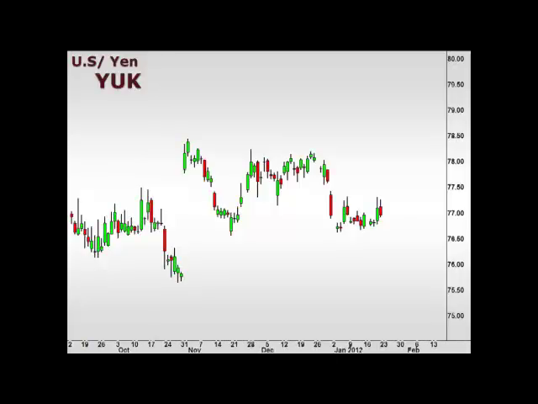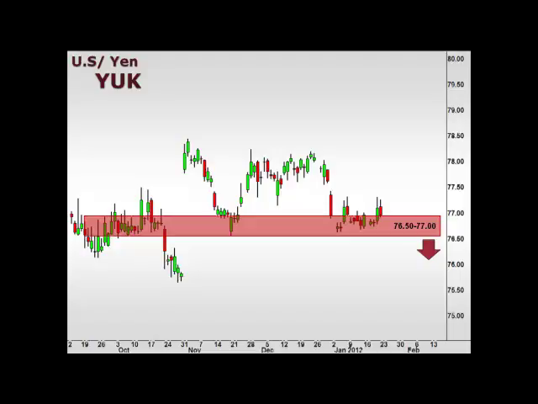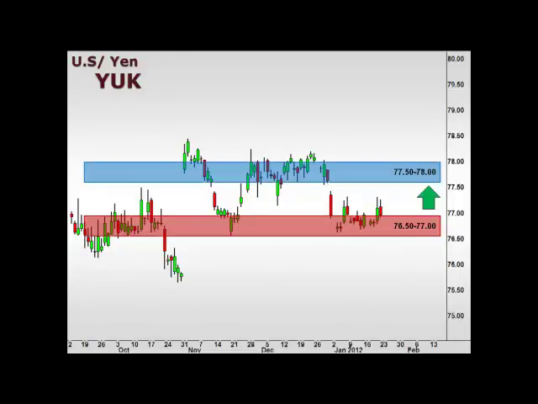Let's take a look at the YUK, the US dollar versus the Japanese yen. Well, the 76.5, 77 support level held last week. A break below 76.5 opens the window for further US dollar decline. Should the pair hold above the 77 level, we would look for a retest of 78.